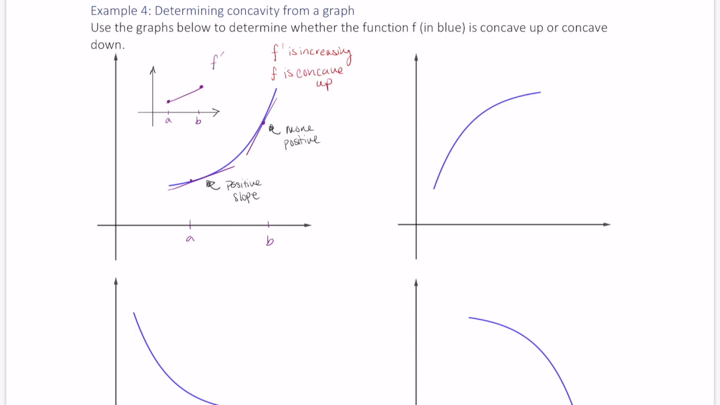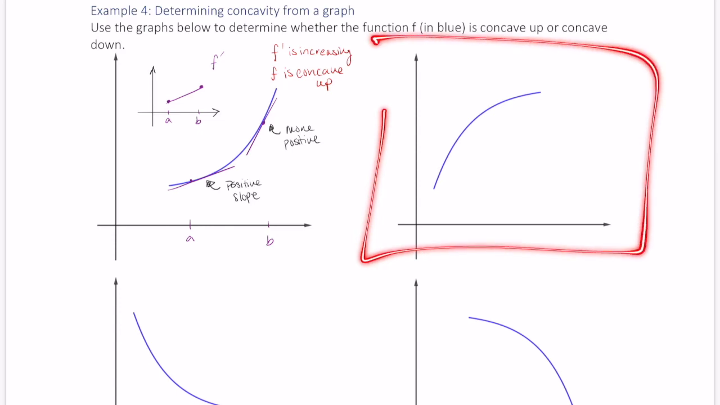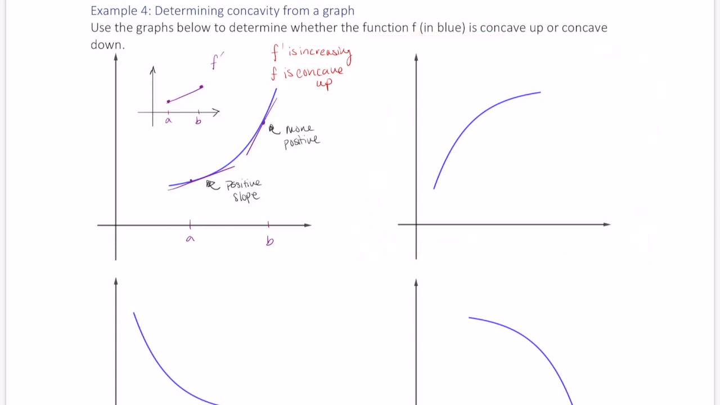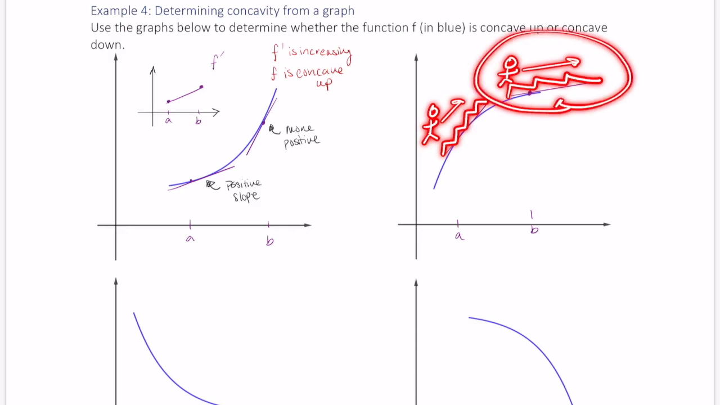All right, now let's look at this graph here. And again, let's pick out some points. Say A and B. There are points A and B. Now we can sketch in our tangent lines. This tangent line is positive, and this tangent line is also positive. Now, if you're this little person walking up stairs, which one is going to be easier to climb? Well, this one will be easier to climb because it's less steep.